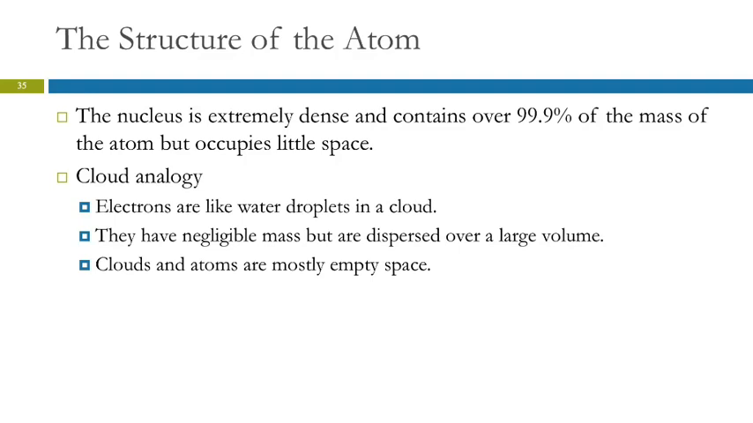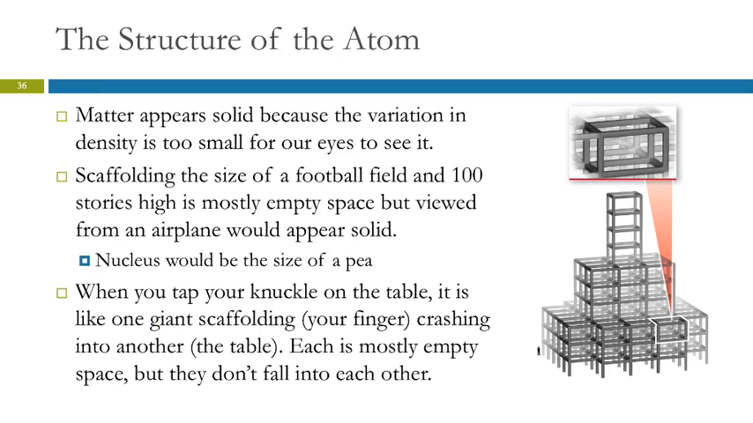The book uses a cloud analogy. So the electrons are like water droplets in a cloud. They don't have significant mass, but they're spread out, and the cloud is occupying a large volume, right? And yet the cloud is mostly empty space. You can walk through a cloud. We're very familiar with fog, right? Fog is essentially a cloud that's just down here on the ground with us. So fog, right? Little tiny droplets of water. They obscure vision. We can't see through the fog, but you can walk through the fog very easily, right? Because the particles are really small. The fog is mostly empty space. Matter is mostly empty space. It seems solid because the variations are too small for our eyes to detect.